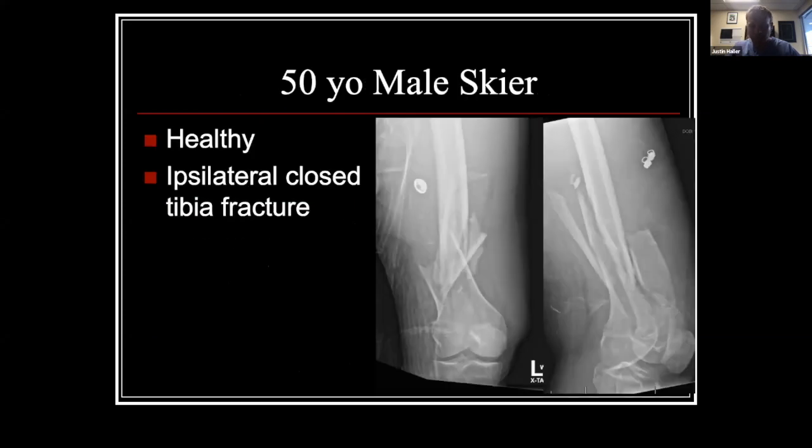All right, so to run through some cases, this is a 50-year-old guy who was skiing early in the season. He didn't see a rock, fell and hit a rock, and had a 3 centimeter open distal femur fracture. He's otherwise healthy. He also has an ipsilateral closed tibia fracture, but otherwise is pretty isolated. And these are his injury films showing a fairly comminuted metaphyseal injury with intra-articular extension.